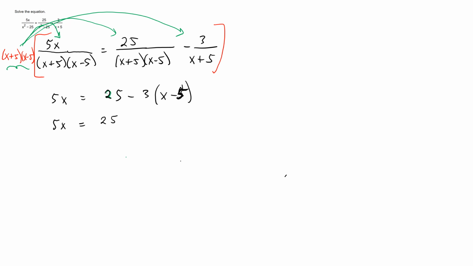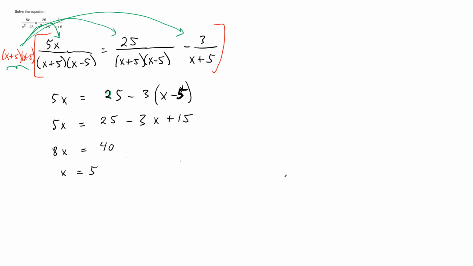The next thing we do is distribute the 3, or the negative 3. And then now I'm going to add 3x to both sides, giving me 8x on the left, and I can combine the 25 and 15, and dividing by 8 I get 5. And so 5 is the proposed solution.